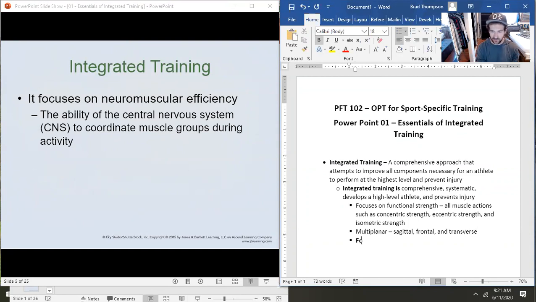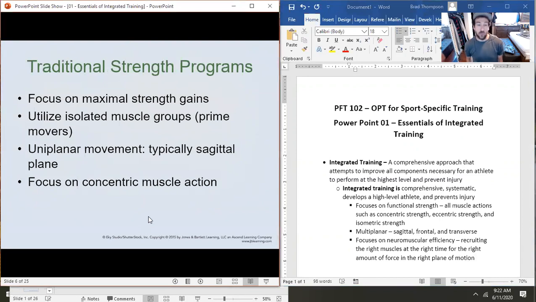And then it also focuses on neuromuscular efficiency, right? Which is recruiting the right muscles at the right time for the right amount of force in the right plane of motion. Versus traditional strength training programs. These are your basic programs, right?